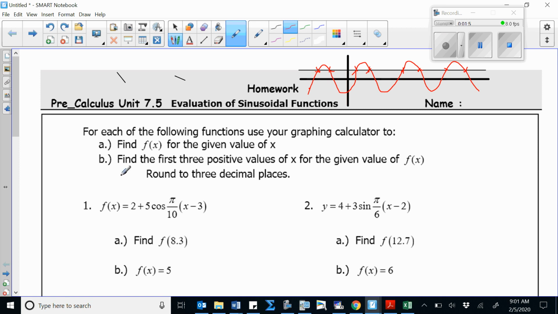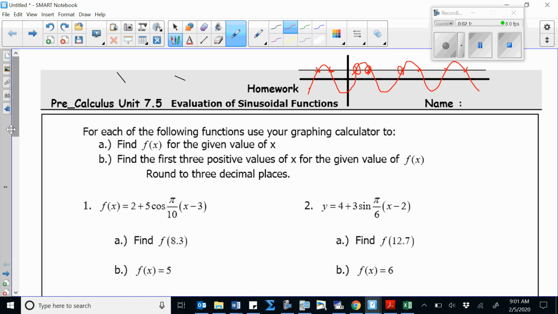So when the question is asking to find the first three positive values of x, for example, for this one, I just need to find the x value for this point, this one, and this one. These are the first positive values of x when f of x is equal to 2. For these two, because they are on the left side of the x-axis, the x values are negative.